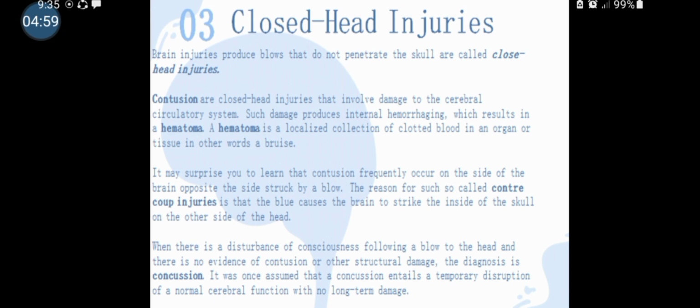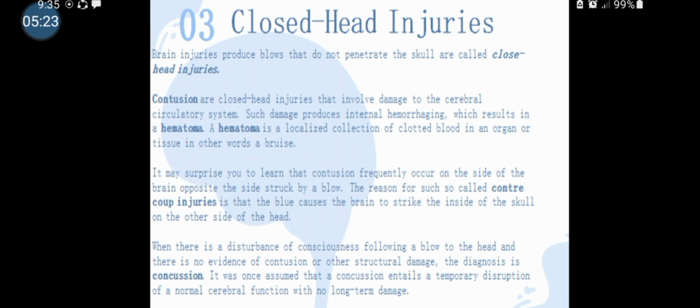It may surprise you to learn that contusions frequently occur on the side of the brain opposite the side struck by a blow. The reason for such so-called contrecoup injuries is that the blow causes the brain to strike the inside of the skull on the other side of the head.